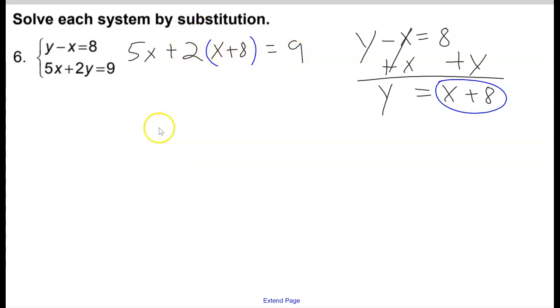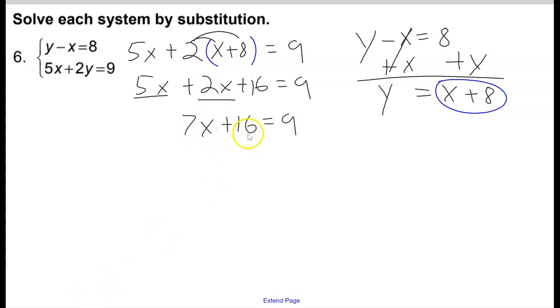This time I got to distribute. I'm going to distribute. 2 times x is 2x. 2 times 8 is 16. Now I'm going to collect like terms. I got 5x and 2x. That's going to add up to be 7x. 7x plus 16 is equal to 9.